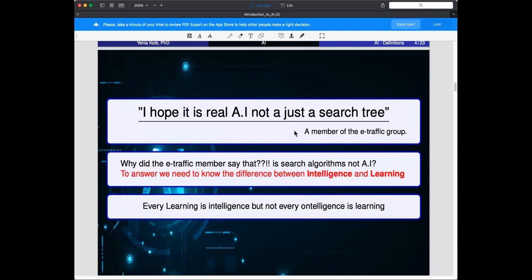Actually, every learning is intelligence, but not every intelligence is learning. So depth first, breadth first, A star, best first, those are AI intelligence, but they're not really learning. Okay, all right.